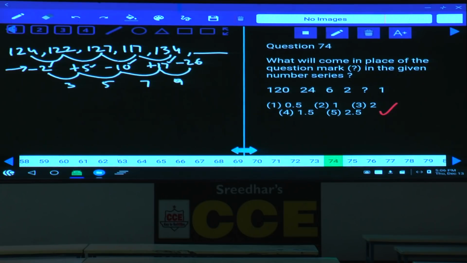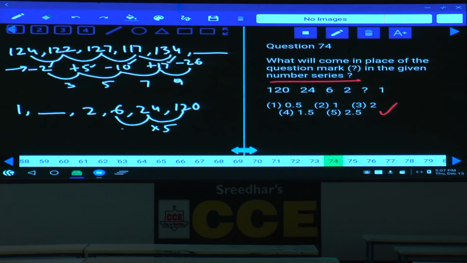Then question number 74. Now in this 74, the numbers are in the decreasing order. Whenever the numbers are in the decreasing order, we should always start in the reverse order. 1, blank, 2, next one is 6, 24 and 120. Now 24 and 120 here, 24 into 5 is 120. Now 6 and 24, 6 into 4 is 24. Now 2 and 6, 2 into 3 is 6. The multipliers are 3, 4, 5. In the next one it must be multiplied with 2 and this must be multiplied with 1. Into 1, into 2, into 3, into 4, into 5. 1 into 1 is 1, 1 into 2 is 2 and so on.